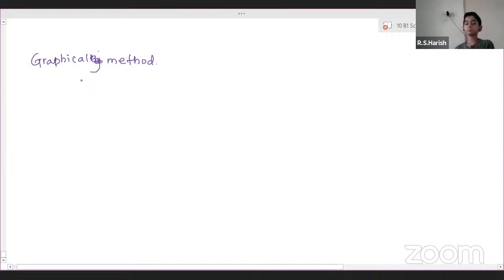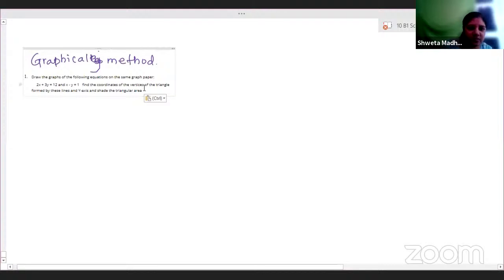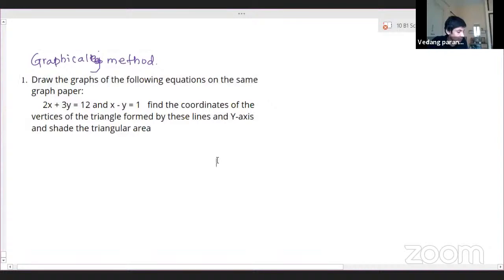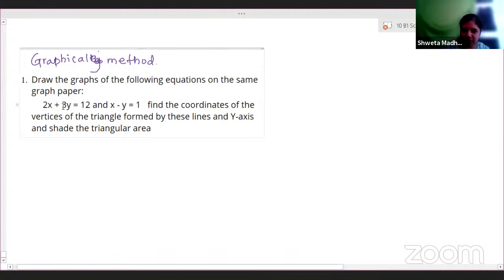So graphical method is drawing graphs for a given pair of linear equations. Suppose the question, I have given in the notes. This is question number 3 of the notes which you gave. This kind of question we have solved last year also, and in 9th I gave some 3-marker questions in the exam as well. Draw the graphs of the following equations on the same graph paper. Both the equations you have to draw on a single graph paper. Last year you tried to draw only one equation on one graph paper. Now here two equations are there.